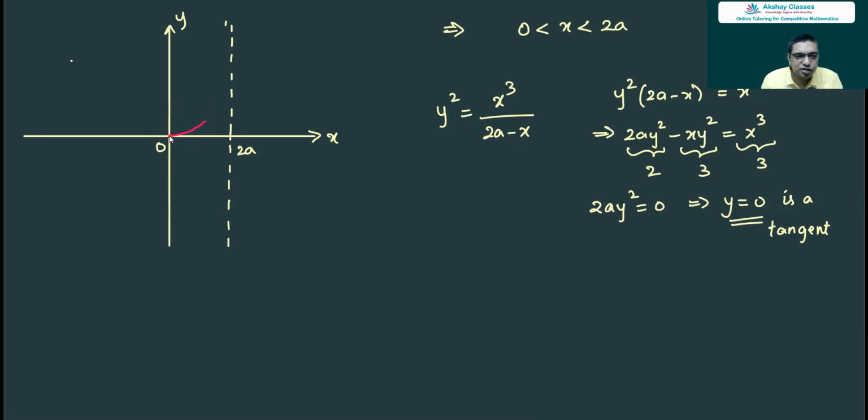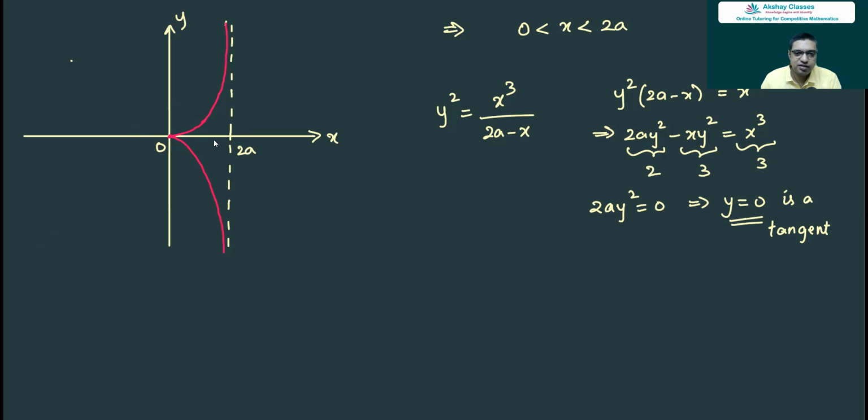And because the curve lies between 0 and 2a, naturally as x tends to 2a, the y value is going to infinity. So this will be the curve. Very good. And the curve is symmetric about the x-axis. Replace y by minus y, the equation doesn't change. So I have my curve here. Done. This is my curve.